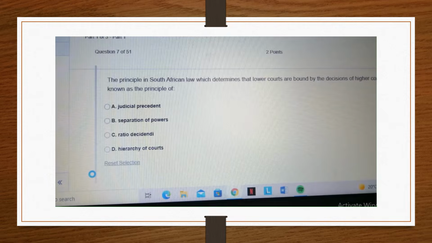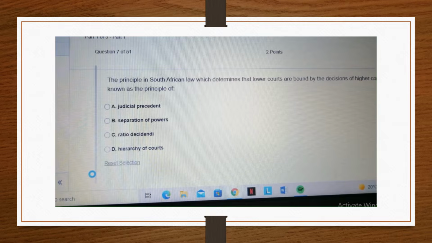The principle in South African law which determines that lower courts are bound by the decisions of higher courts is known as the principle of. You can see that clearly. Sorry, I don't know how to do this so that I can see the whole question, but it's only one word which is cut off there. The answer is A, which is judicial precedent. If you Google that, you're going to find out why I chose this answer.